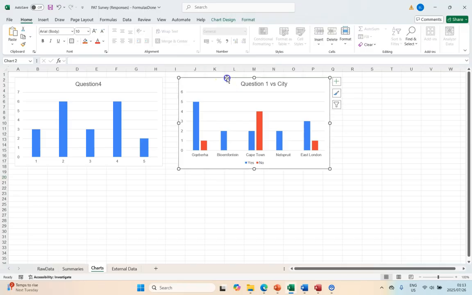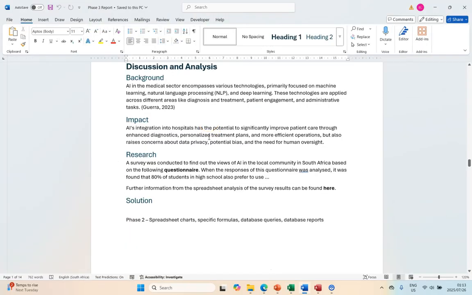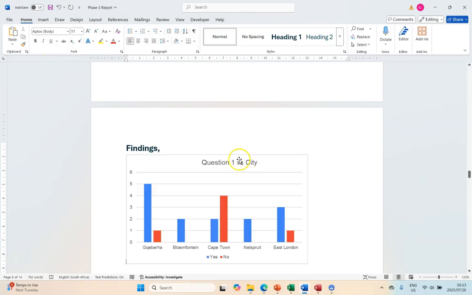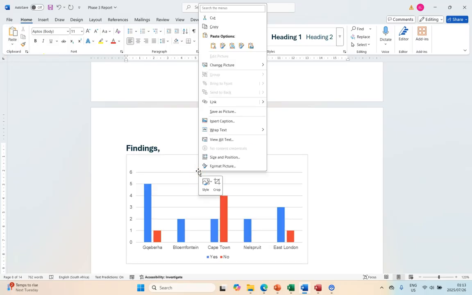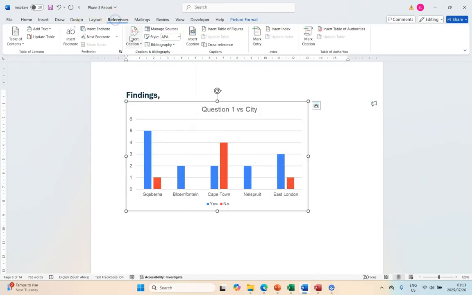So I would take, for example, this chart, and I would copy it. You would come to your phase three report, come to your findings, and make sure that you paste it. I would paste it as an image because I want to right click on it and save it as a picture, because then I can use that picture in my website, which we're going to do in the next part of phase three. I would incorporate a caption on your picture explaining what it's about. And then underneath, you discuss your findings.